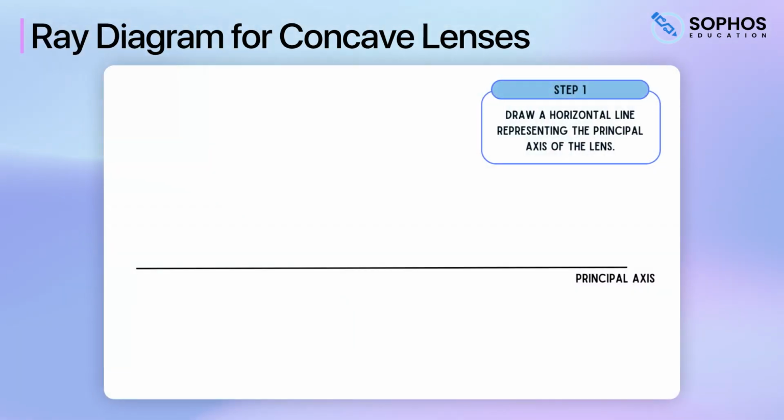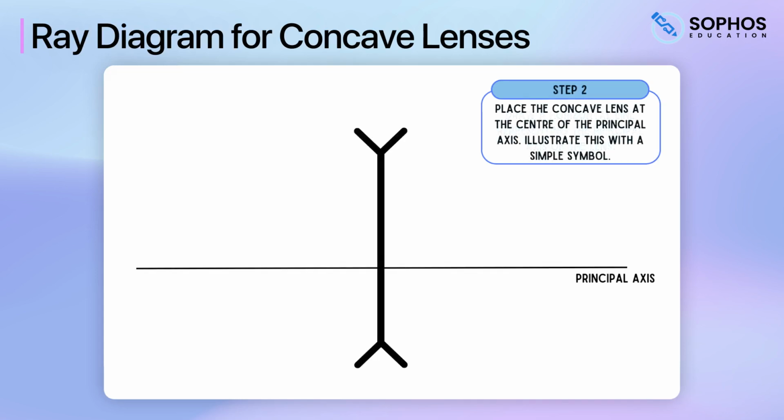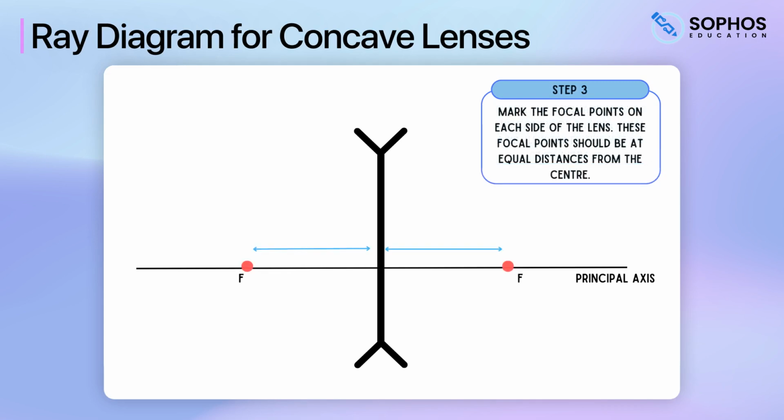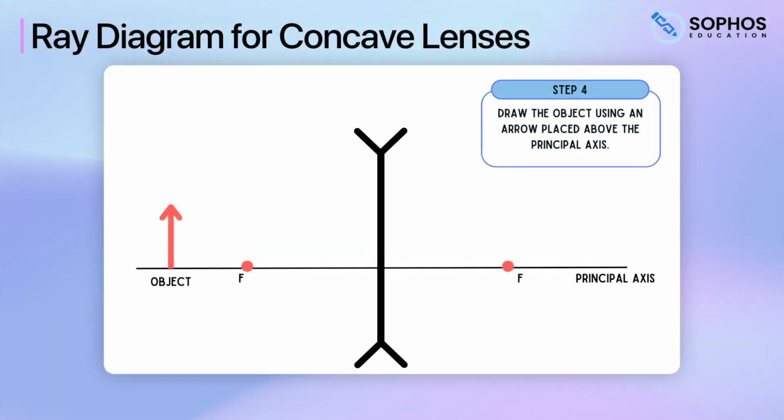Let's use this information to construct a ray diagram. First, draw the horizontal line to represent the principal axis of the lens. Next, place the concave lens in the center of this line. Then, mark the virtual focus point, F, behind the lens on both sides, ensuring they are equidistant from the center. You should then represent the object, usually with an arrow, above the principal axis on the left side of the lens.